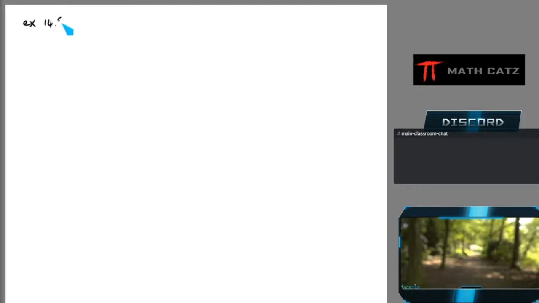Exercise 14.8. Might as well do the first one. Actually, I'm going to do the second one. We'll do the second one first. 2 and 5/6 times 1/4.